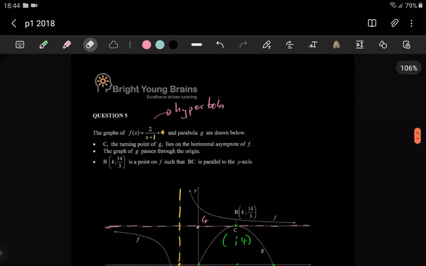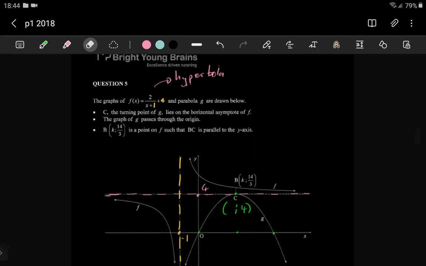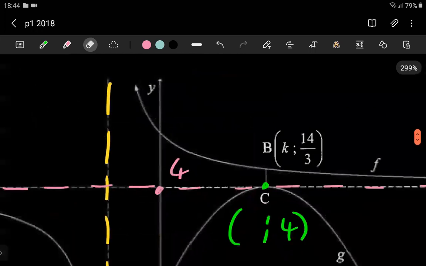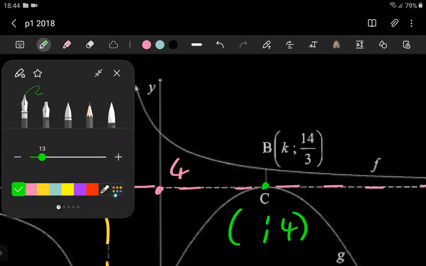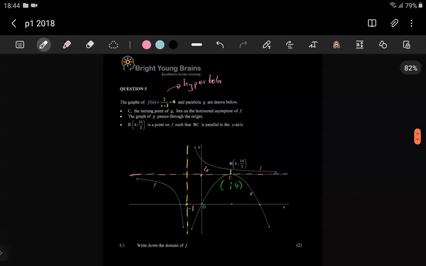It says here the graph of G passes through the origin. Yes. And then it says B is a point on F such that BC is parallel to the y-axis. So BC is a line going straight downwards. Okay, that's something they're probably going to refer to later. So all this being read, let's see what the first question is asking.